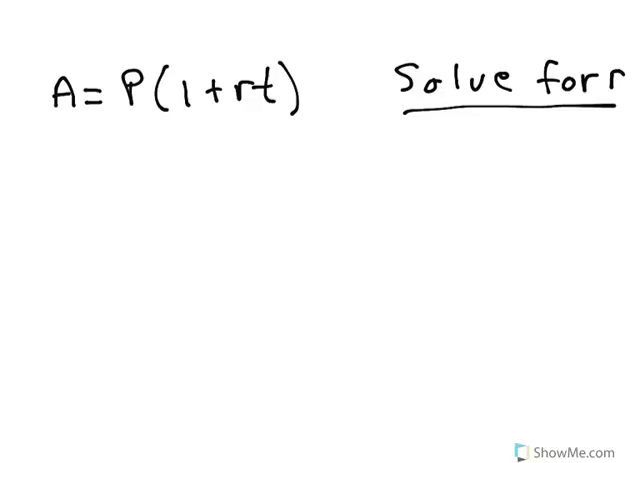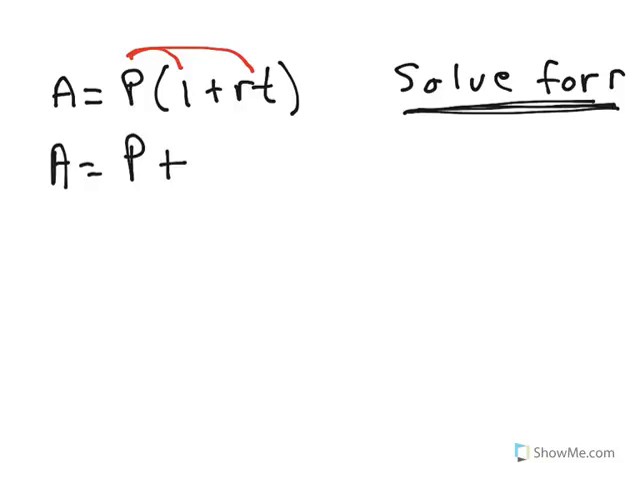In this example, a equals p times 1 plus rt is the formula used for computing the amount in an account that generates simple interest. In the formula, a represents the amount, p the original principal, r the annual rate of interest, and t the time in years. We need to solve for our rate r. Since r is in the parentheses, we must distribute p first so that we can drop our parentheses. And that gives us a equals p times 1 is just p, plus p times rt is prt.